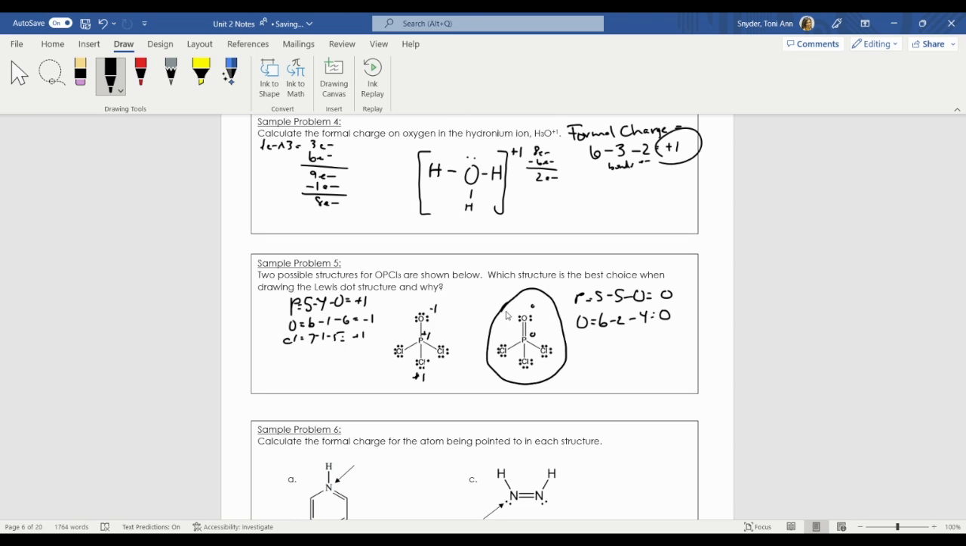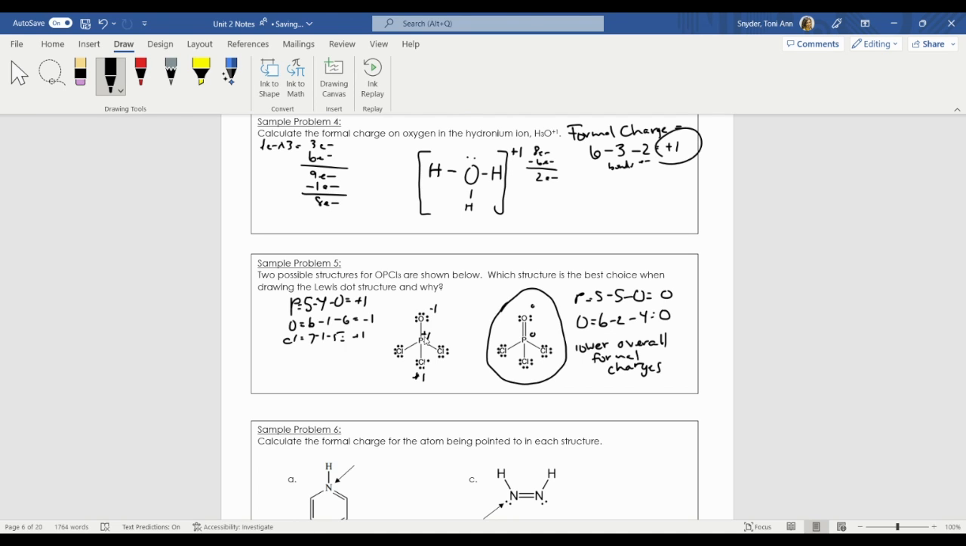But this structure on the right is the much better choice, and that's because we have the lower overall formal charges. Atoms, or molecules, will adopt the structure that minimizes its potential energy. And to minimize its potential energy, it wants to have the lower formal charges. In the case on the left, I have way too many formal charges. These atoms are not that stable.